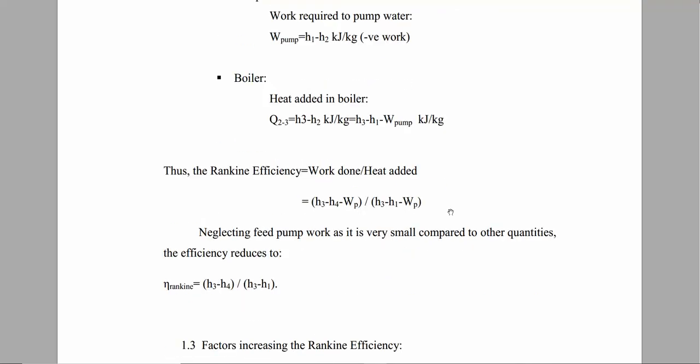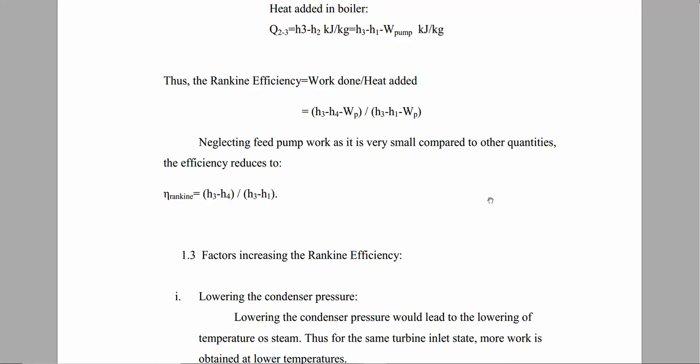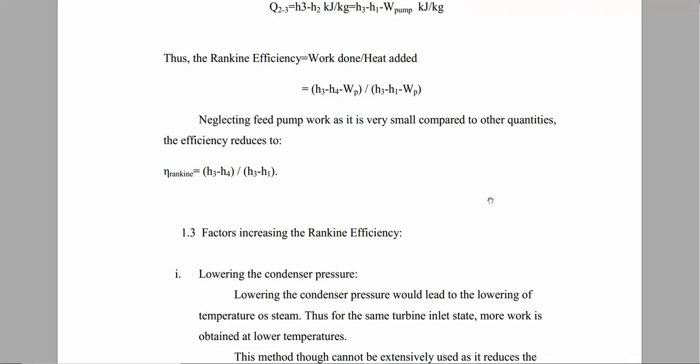Thus, Rankine efficiency is equal to the work done upon the heat supplied. That implies (H3 minus H4 minus WP) whole divided by (H3 minus H1 minus WP). Neglecting the feed pump water work, as it is very small compared to other quantities, the efficiency is reduced to (H3 minus H4) whole divided by (H3 minus H1).